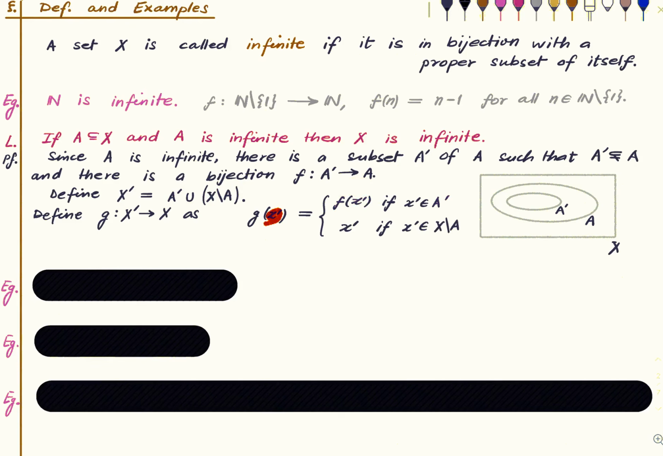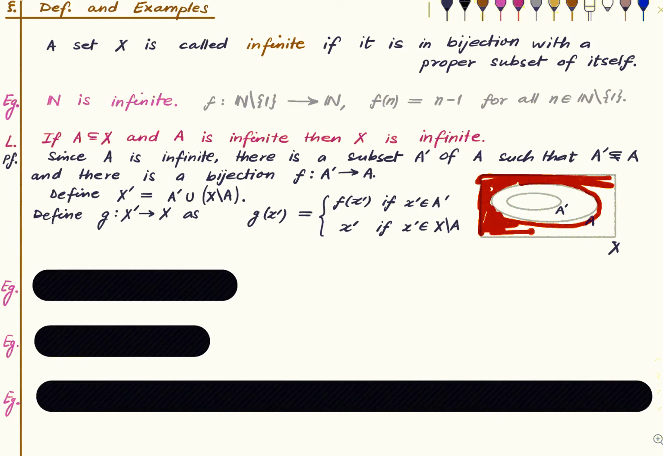And if the input is coming from outside of A, then leave it as such. So this may look convoluted, but all that is happening is if you have a point here, we will leave it here. But if we have a point here, we will use the function f to put it inside this larger set A. Now it should be pictorially or intuitively clear that G is a bijection because outside of the blob A, there is obviously nothing to worry about.